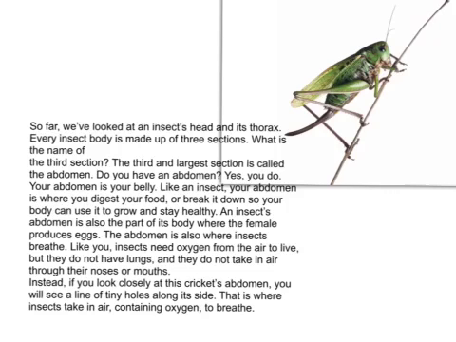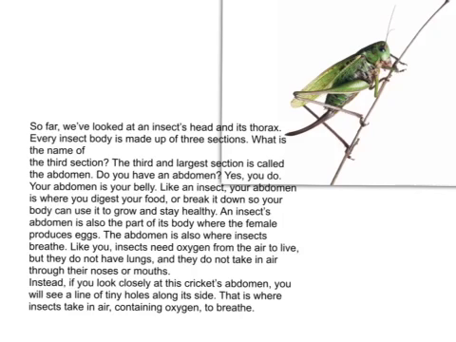So far, we've looked at an insect's head and its thorax. Every insect body is made up of 3 sections. What is the name of the 3rd section? The 3rd and largest section is called the abdomen. Do you have an abdomen? Yes, you do. Your abdomen is your belly. Like an insect, your abdomen is where you digest your food or break it down so your body can use it to grow and stay healthy.